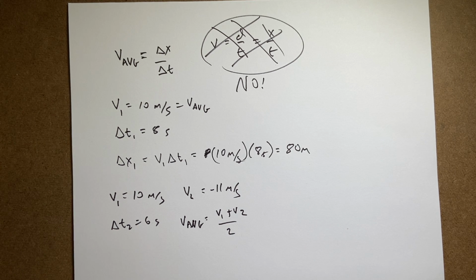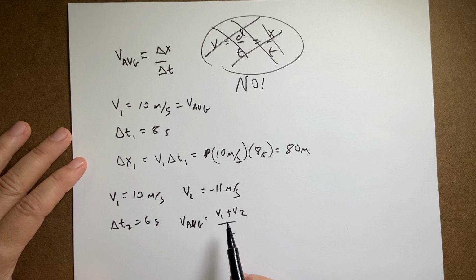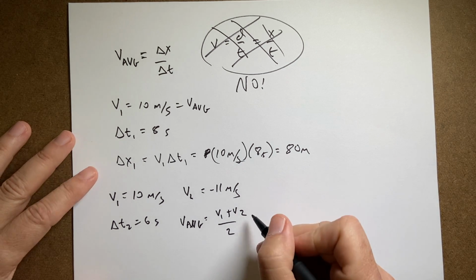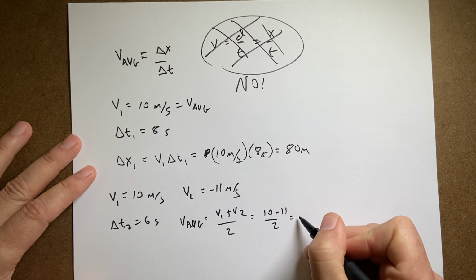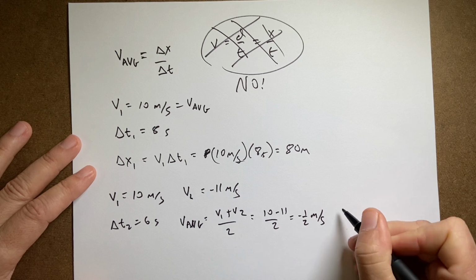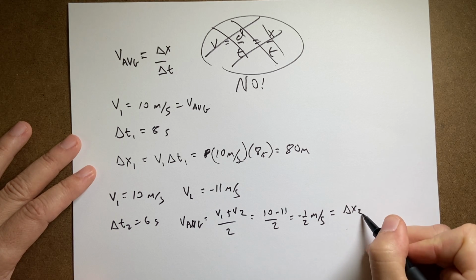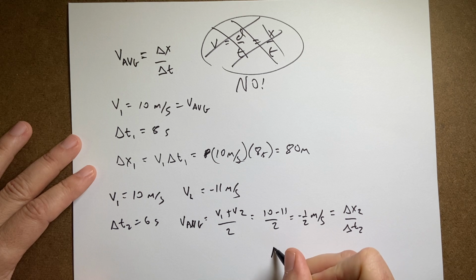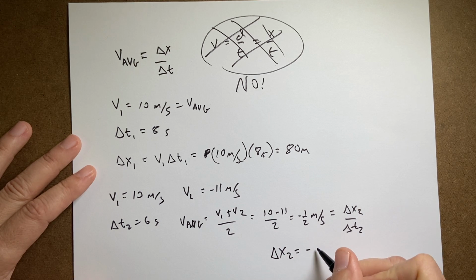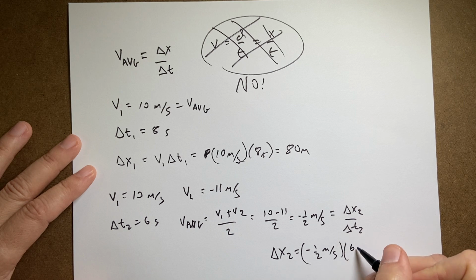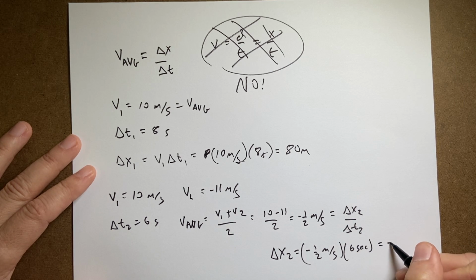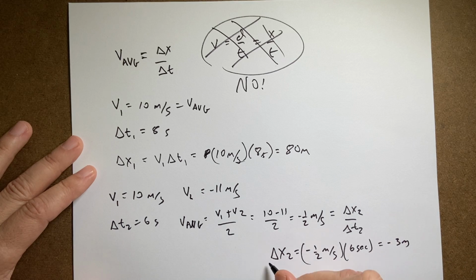That's how, if the acceleration is constant, if it's changing at a constant rate, then I can do this. I can just add the initial and the final velocity, and divide by 2, and I get the average velocity. So this is going to be 10 plus negative 11 over 2, or negative 1/2 meters per second. And I can say that's equal to delta x2 over delta t2. So delta x2 is going to be equal to negative 1/2 meters per second times delta t2 of 6 seconds, and that's going to be negative 3 meters.